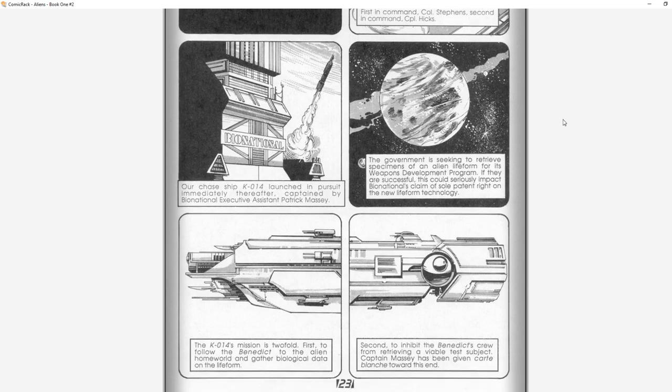The KO-14's mission is twofold. First, to follow the Benedict to the alien homeworld and gather biological data on the life form. Second, to inhibit the Benedict's crew from retrieving a viable test subject. Captain Massey has been given carte blanche toward this end.